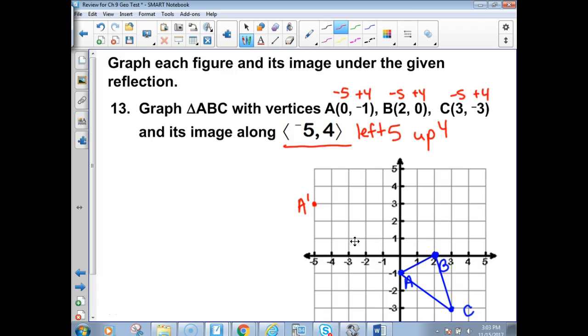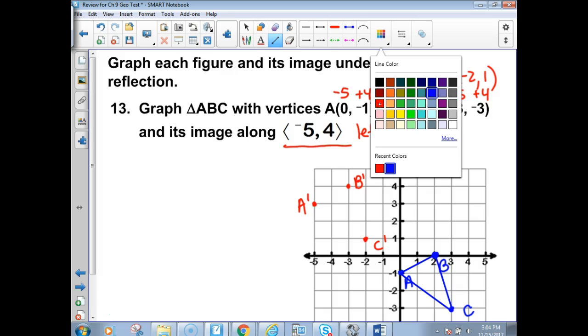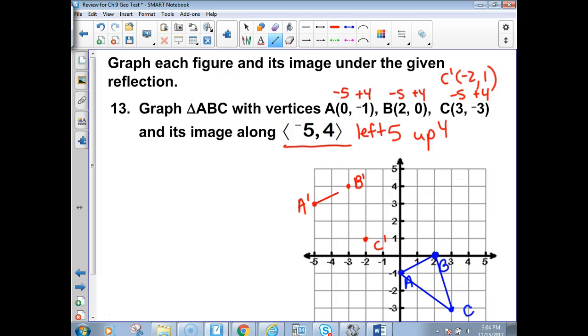1, 2, 3, 4, 5, 1, 2, 3, 4. So I just translated that vector negative 5, 4. 1, 2, 3, 4, 5, 1, 2, 3, 4, and there should be your C prime, which would result in the same thing. C prime would be at 3 minus 5 is negative 2. Negative 3 plus 4 is 1. Let's see, are we at negative 2, 1? Yes, we are. All right, so I just want you to remember that you can add the vector values to the points and find the new coordinates. All right, so there's that triangle.